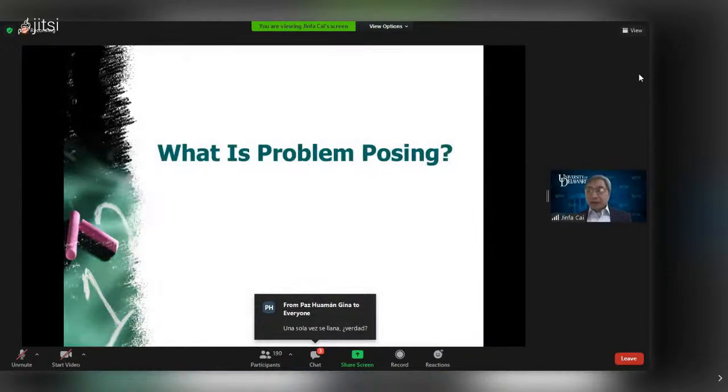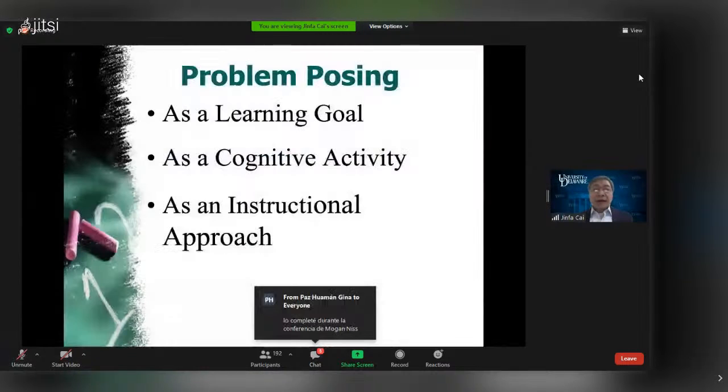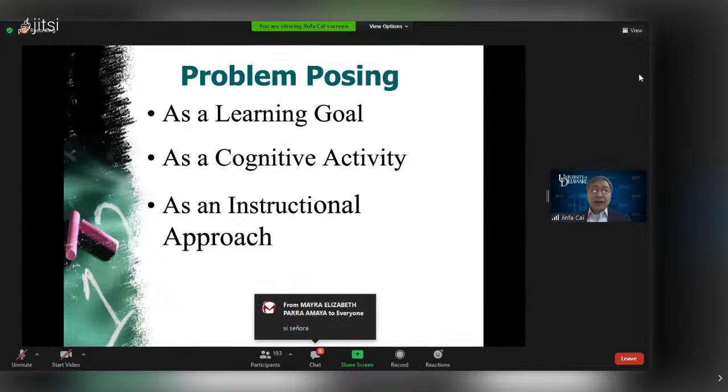All right, so to begin with, I will say a few words about what problem posing is, just so that we could be on the same page. To me, problem posing could be conceptualized in three ways. It's a learning goal, which means that we want to develop students' problem posing skills. It's a learning goal.